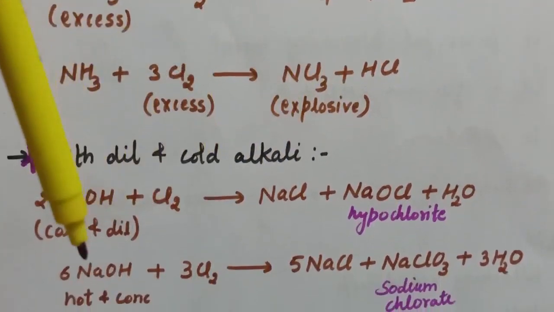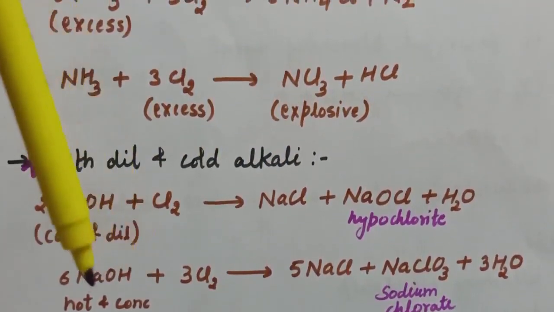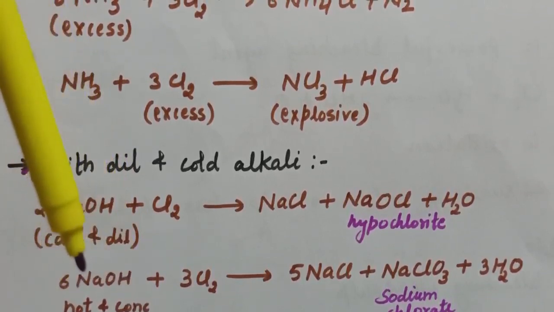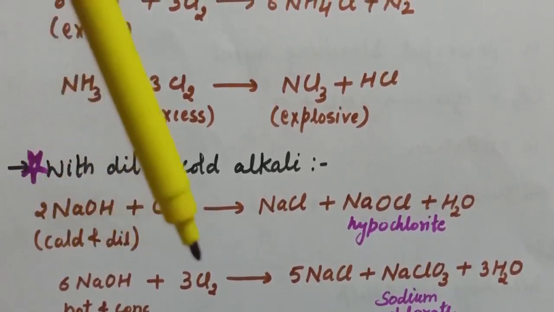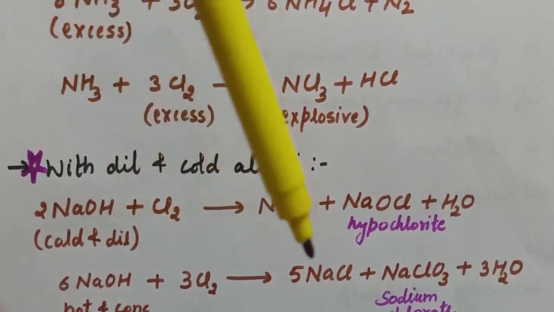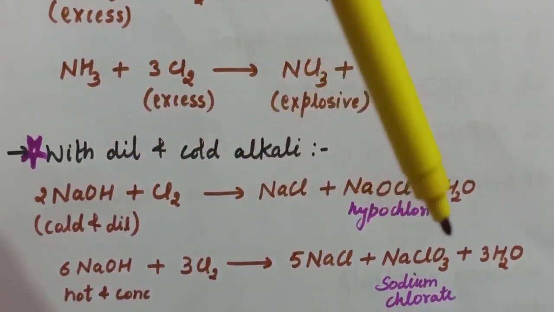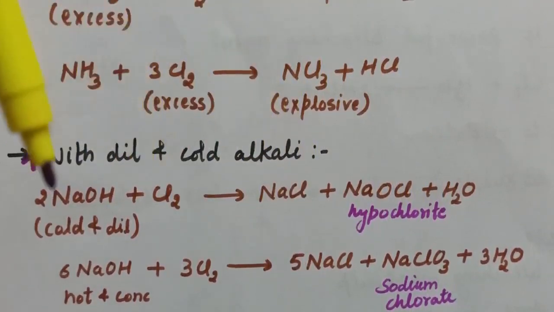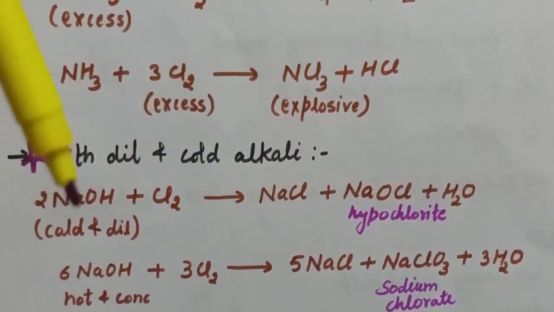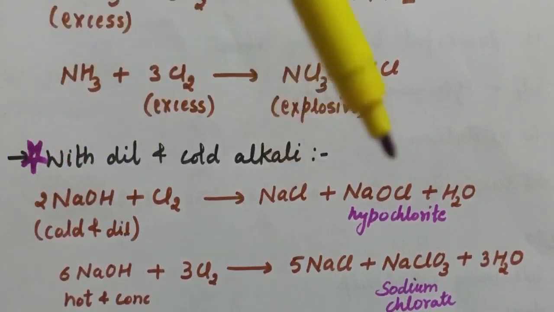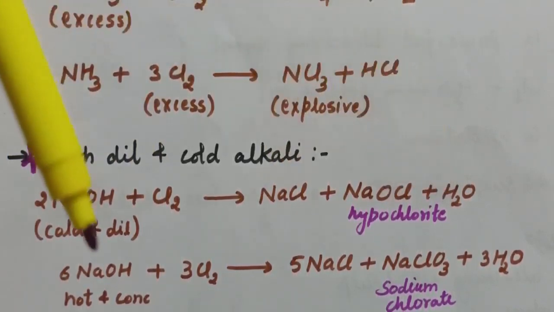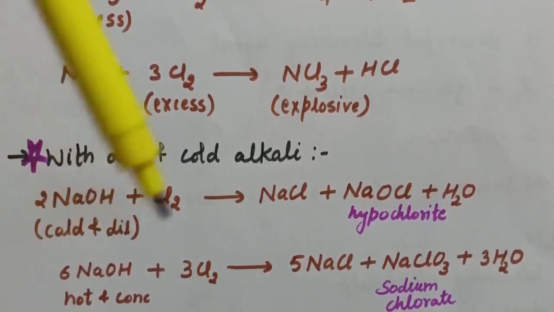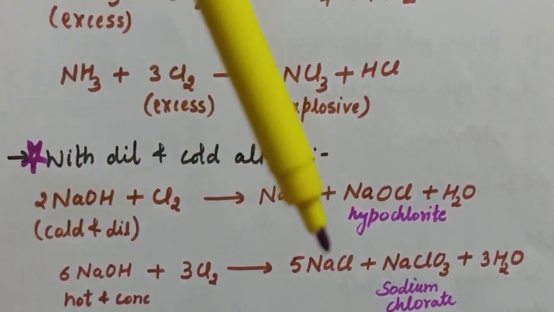Now, if we treat hot and concentrated alkali, that is, if the sodium hydroxide is concentrated and hot, and when we react the sodium hydroxide with chlorine, the product is sodium chloride and sodium chlorate. So these are the two reactions of alkali with chlorine. First is with dilute and cold alkali, we are getting chloride and hypochlorite. Second case is when we are dealing with hot and concentrated sodium hydroxide, at that time the product is chloride and chlorate.